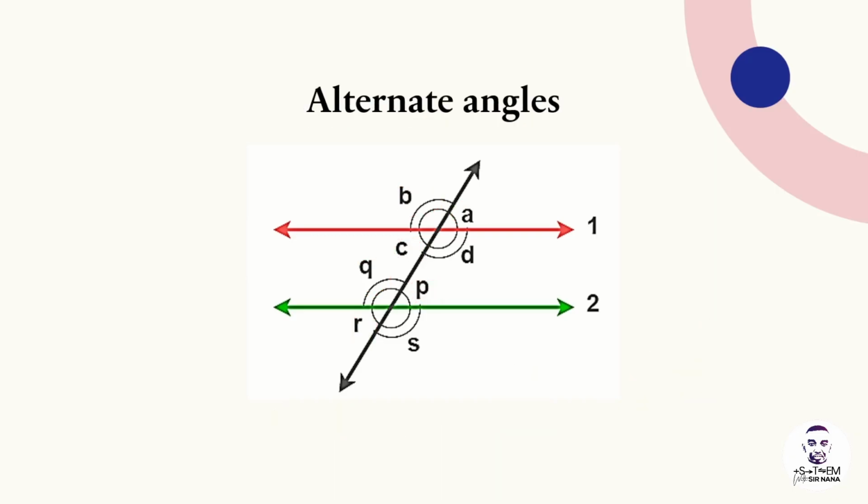Now let's consider alternate angles. One simple thing we use to find alternate angles is that we call them the Z angles. So when you create a Z, there is an angle that is formed here and an angle formed here.